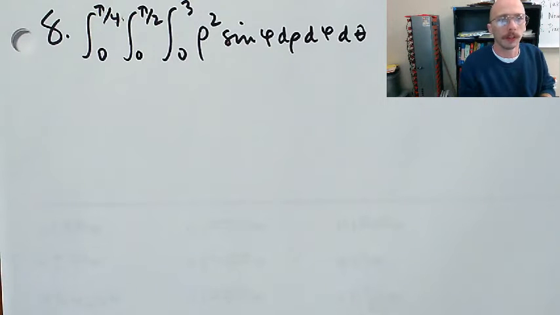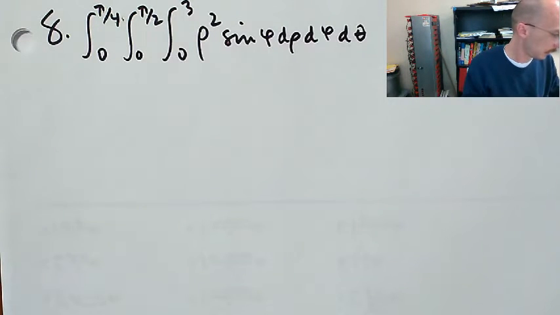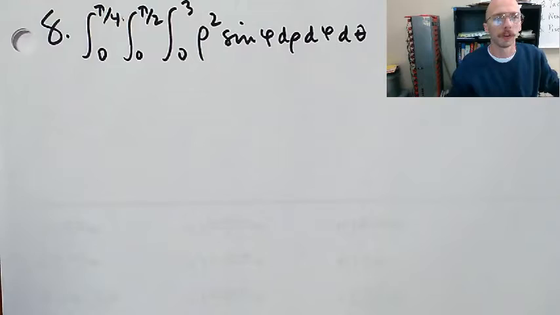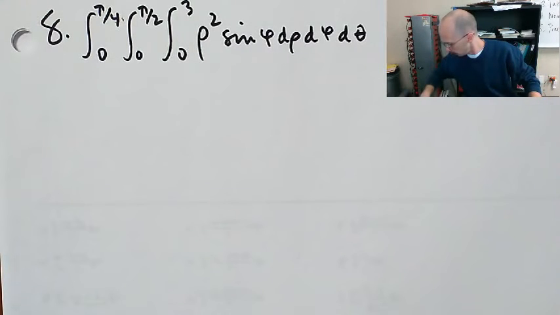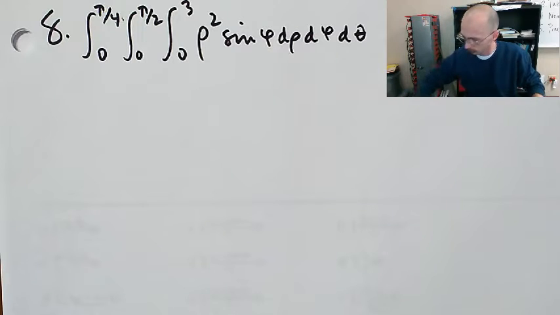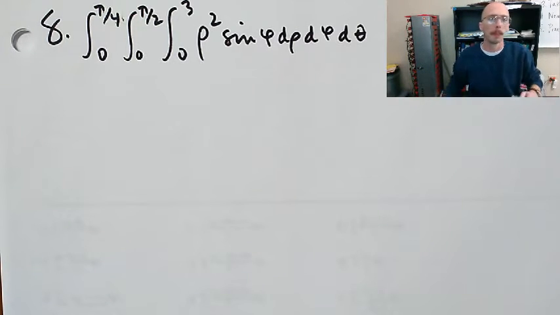Right. And then this one, number 8, what's going on here? So theta's only going 0 to pi over 4.